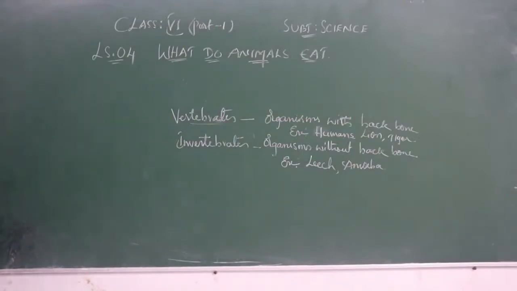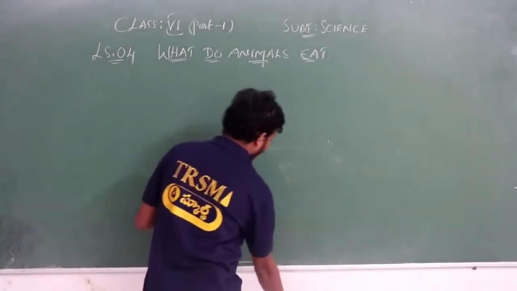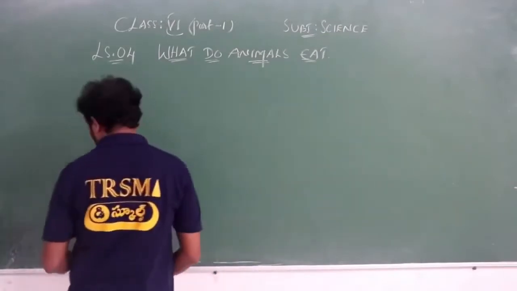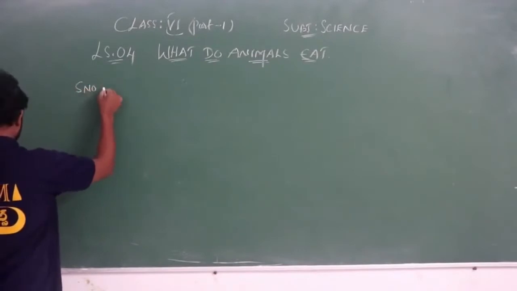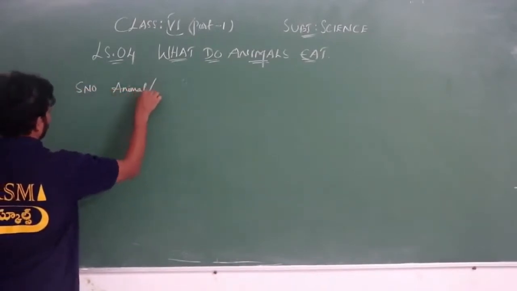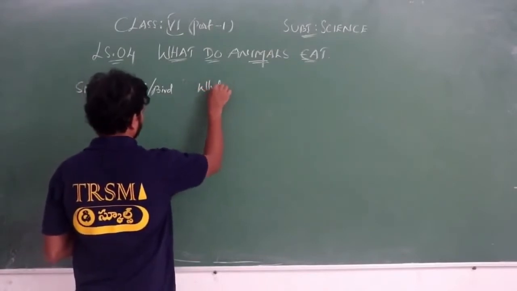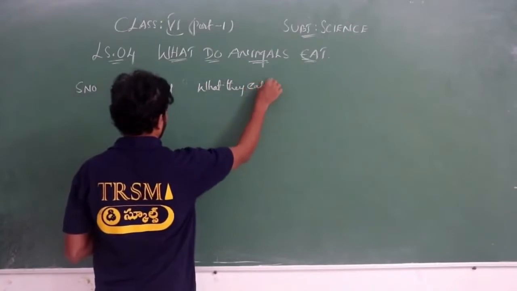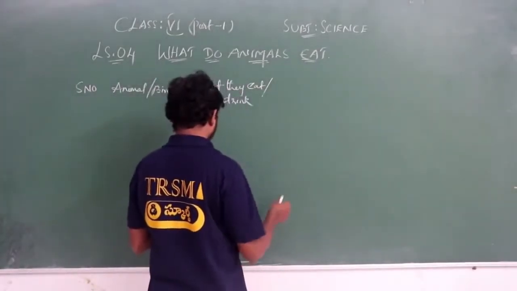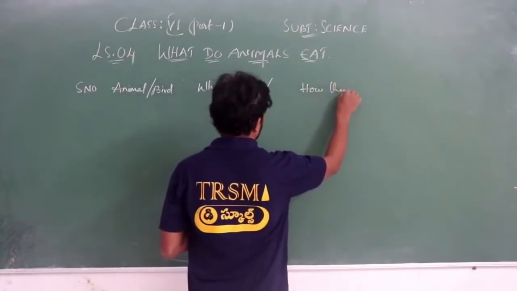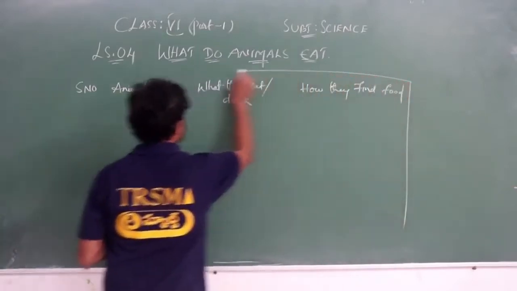Let's see the table. I told you different types of animals are there and they have different eating habits. Let's try to complete the table which is given for you under activity 1. So, serial number here. Next, animal, a bird. Next, what they eat or drink. And how they find food. So these are the different columns which are given to us. Let's fill this.